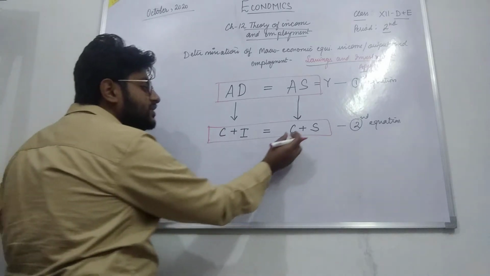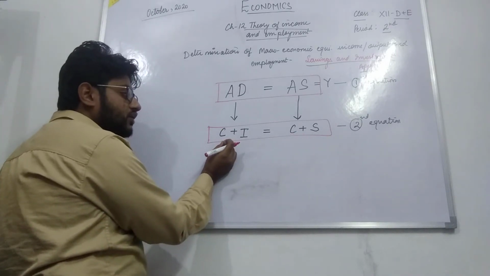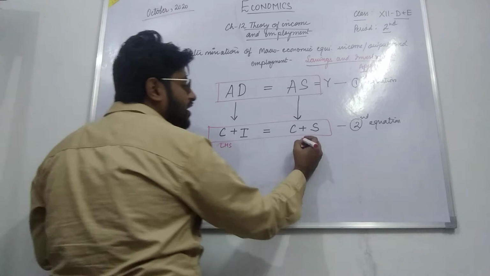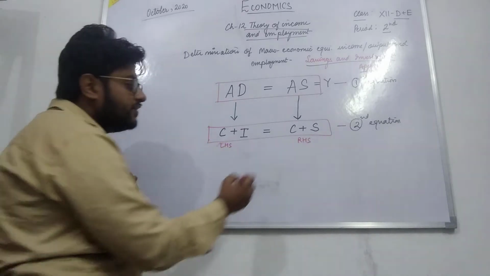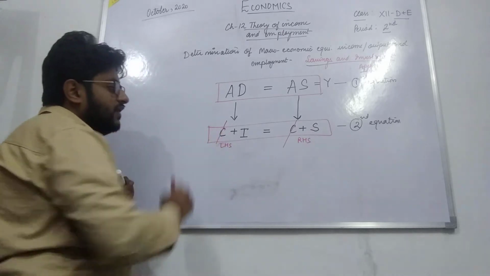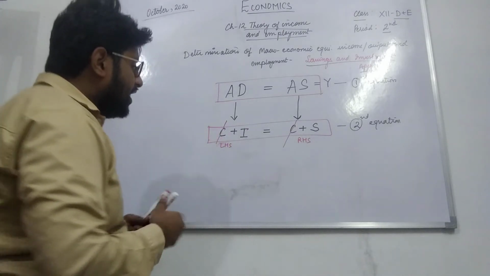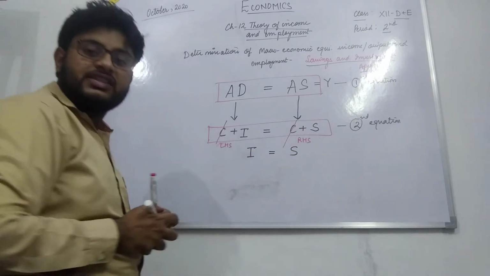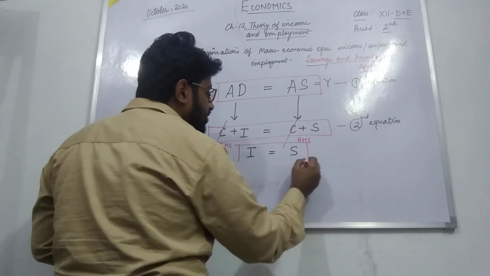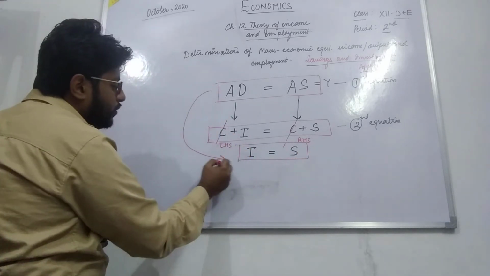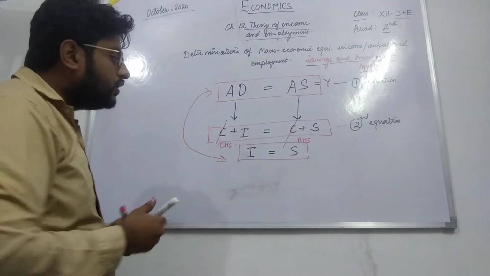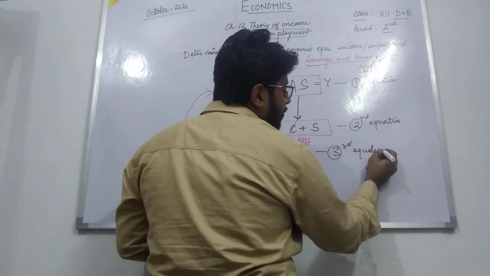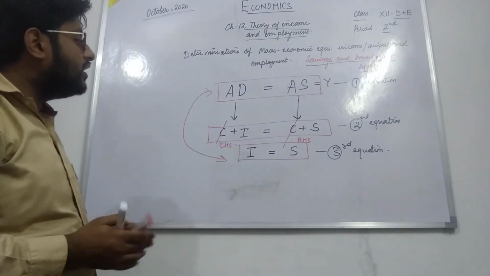What are the common variables? C, you can see C is over here on the left hand side, and on the right hand side also C is there. So we will cancel the common variable, that is the C, and what remains is your investment and saving. So this is how we derive to the conclusion that both the things are equal. Okay, both the things are equal. Like this we derive our third equation. Both the things are synonymous or equal to each other.